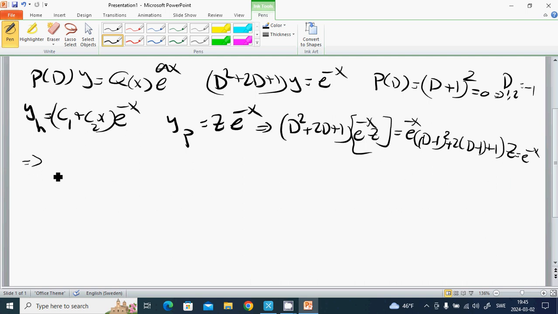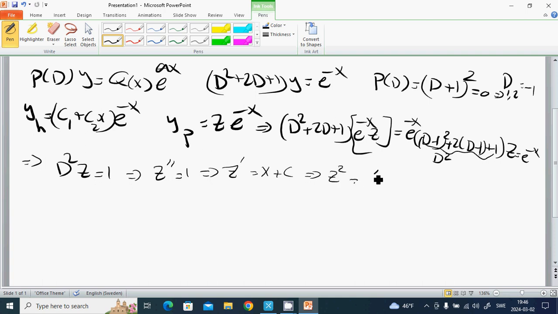Then we have D²z equals 1. Then z' equals x plus c, and z equals x²/2 plus cx plus d.